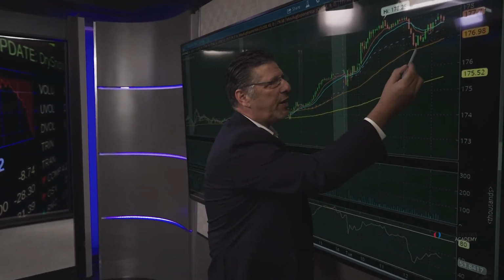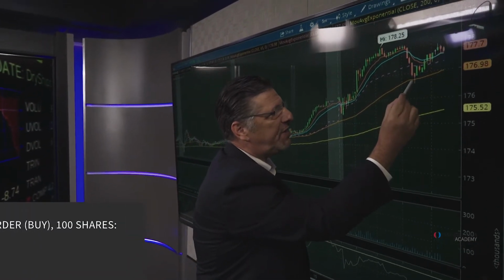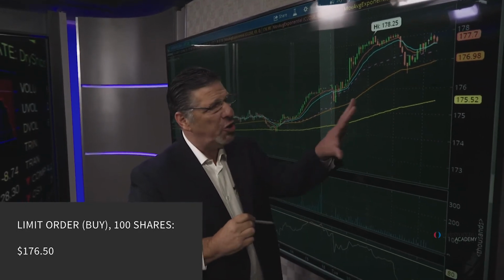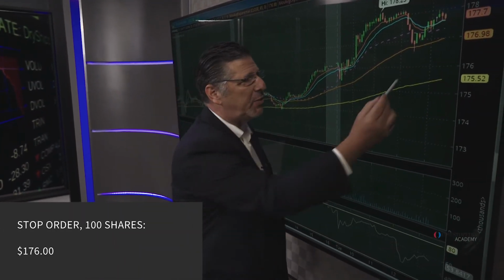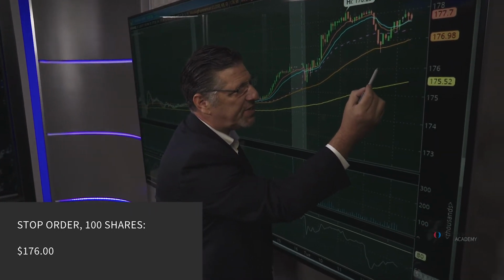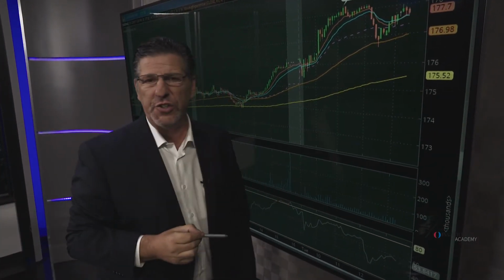We would enter this trade with a limit order on our 65 EMA at $176.50. On a $176 stop, we'd have a stop between 50 cents and $1. So let's say we put our stop at 176. We're going to risk 50 cents on this trade.